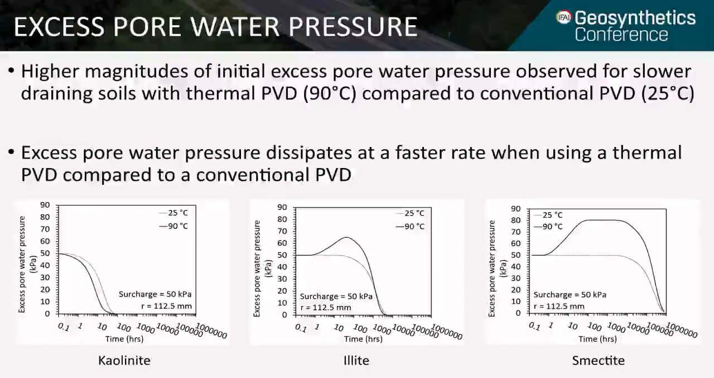Moving on, here I have the results for excess pore water pressure generated. The results at 25 degrees Celsius, the dotted line, represent a conventional PVD, and the results at 90 degrees Celsius, or the solid line, represent a thermal PVD. For kaolinite, there is no significant increase in thermally induced excess pore water pressure. On the other hand, for illite and smectite, which are the slower draining soils, we observed higher magnitudes of initial excess pore water pressures when a thermal PVD was used.